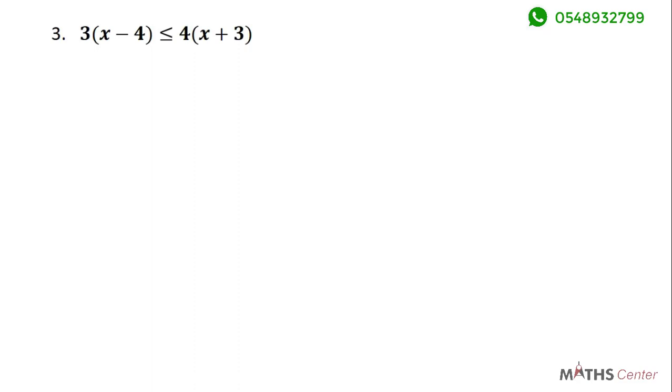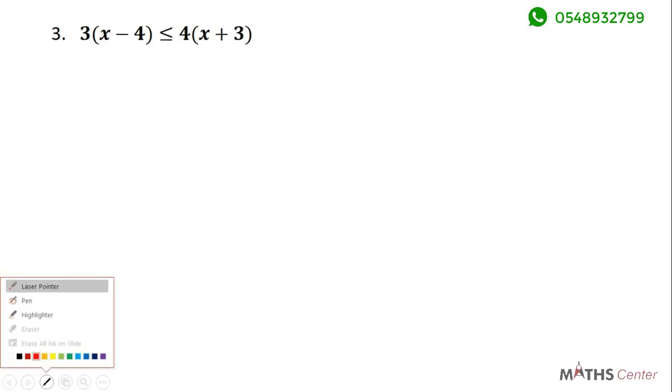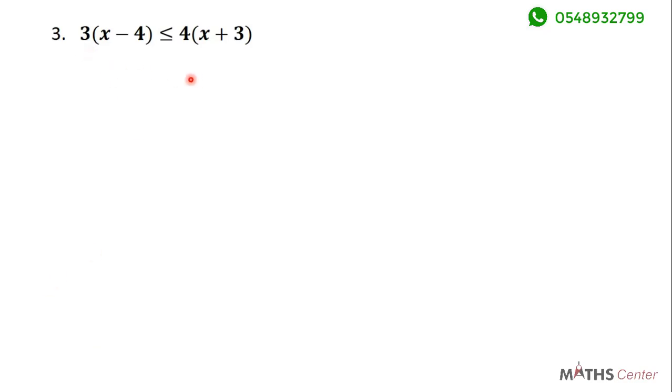We have 3 into bracket x minus 4 is less than or equal to 4 into bracket x plus 3. So as we did in the previous video, we are going to do the same thing here. We expand the bracket, or we open the bracket. In opening the bracket, 3 will multiply x to give us 3x. 3 will multiply minus 4 to give us minus 12. Then we bring our inequality sign, which is less than or equal to. 4 will multiply x to give us 4x. 4 will multiply 3 to give us 12.